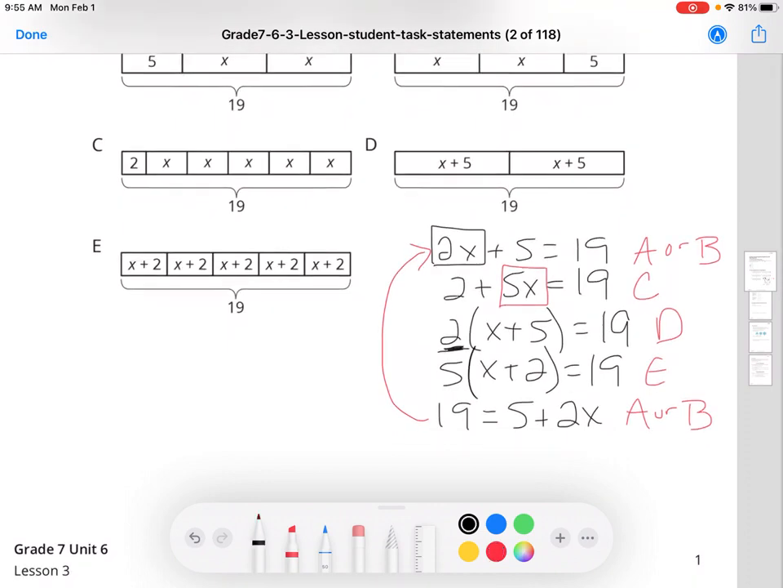Next equation is x plus 5 times 2 equals 19.